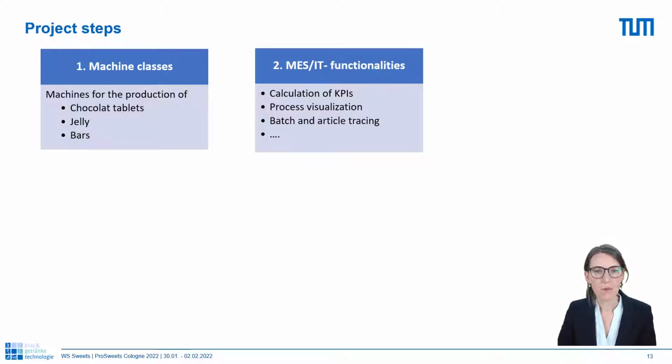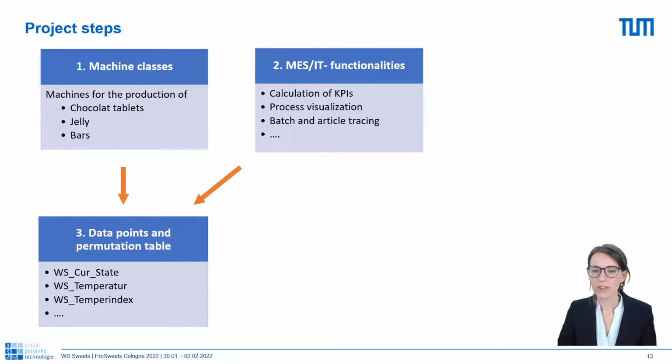The second step was to identify the relevant MES and IT functionalities. Here it was quite important for us what the needs of the customers, our confectionery manufacturers, are. So for example, do you want to calculate KPIs, or process visualization, batch and article tracing? All these functionalities were gathered here.